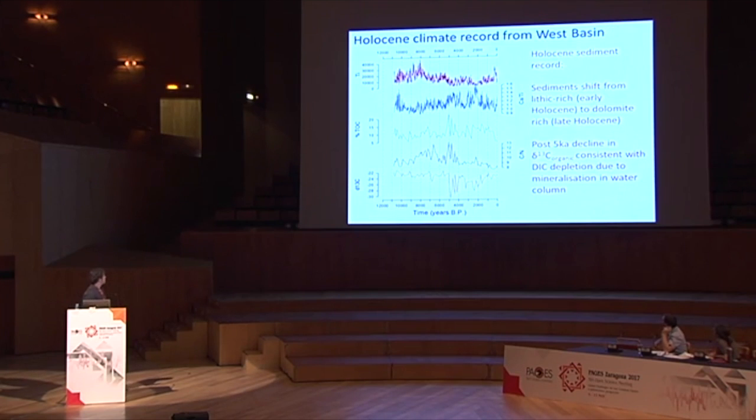And here are the data. So up here on the top, we've got the titanium and the calcium to titanium ratio generated by iTrax core scanning, total organic carbon, carbon to nitrogen ratio, and the delta 13C of the organic material. And you can see, generally speaking, throughout the last 11,000 years, we have this transition from a more lithic-dominated system in the earlier Holocene, so a lot of titanium, a lot of clays in these sediments, and then the gradual shift to a more carbonate-dominated system in the late Holocene.